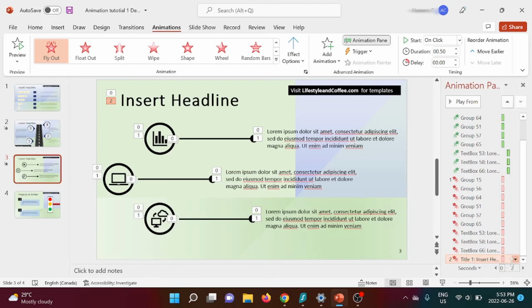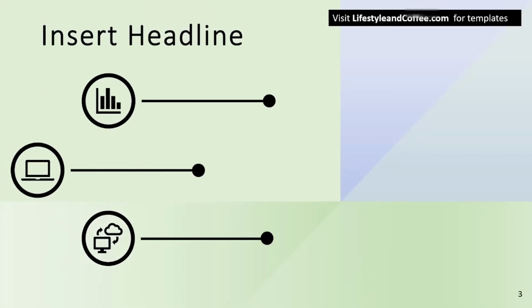Just because we added the headline later, it's going to have start with click by default. So just go with start with previous, and what's going to happen is it's going to start with all the other exit animations. Check once again, insert, and then boom, exit.